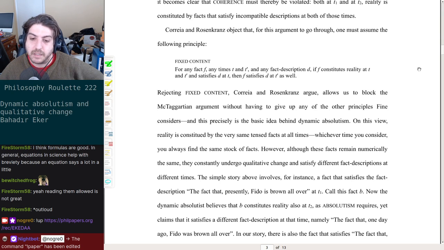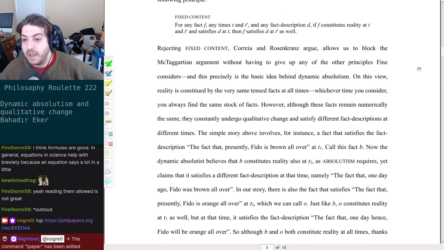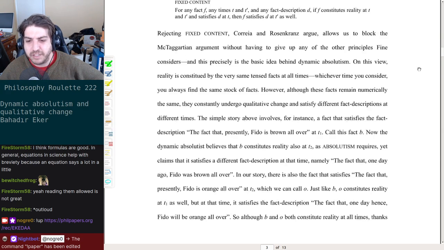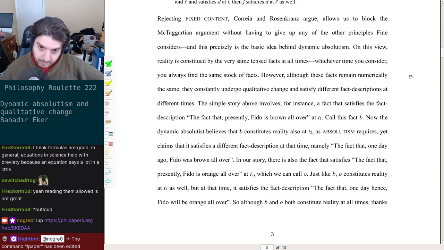On this view, reality is constituted by the very same tensed facts at all times. Whichever time you consider, you always find the same stock of facts. However, although these facts remain numerically the same, they constantly undergo qualitative change and satisfy different fact descriptions at different times. What? Then why would they be the same facts if they keep changing? Alright, I have to keep reading.